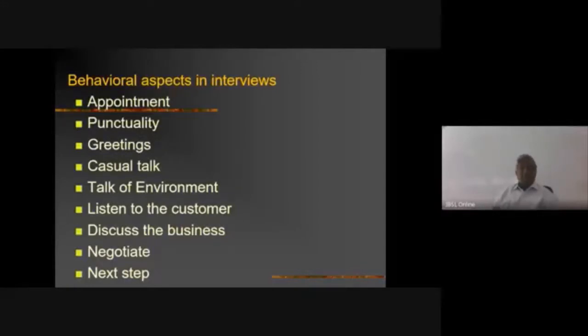Then the casual talk, talk about the environment, all types of environment. Just listen to the customer, that is an important thing. And discuss his business. Negotiate about his requirement and what things you agree on, certain things, not the final decision, just negotiate. Next step.